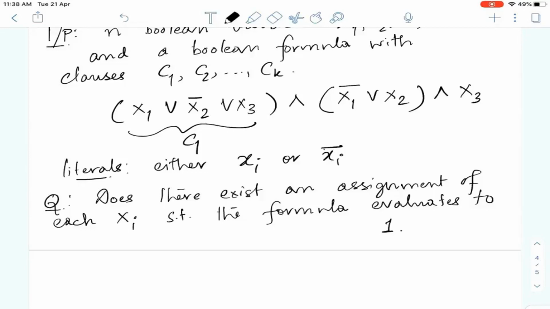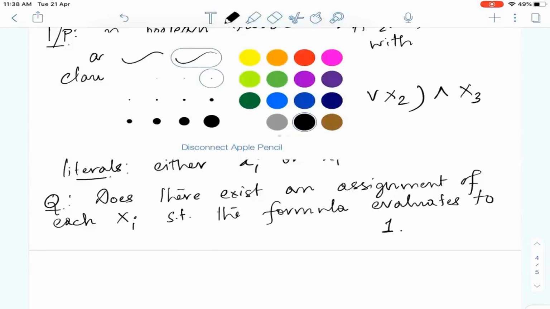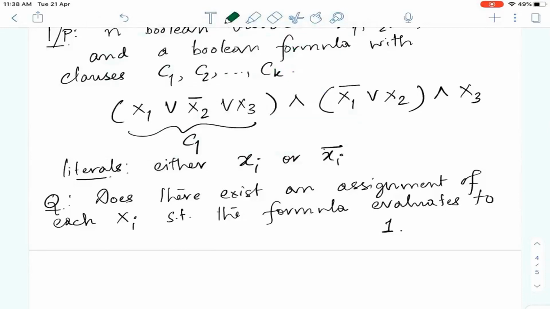So maybe setting x1 to 1 will serve the purpose. x1 to 1 and x3 to 1 and x2 to 1. Probably, yes. So one solution is you set x1 to 1 and x2 to 1 and x3 to 1. This clearly satisfies this formula. But as you can imagine, this is not necessarily the case always.